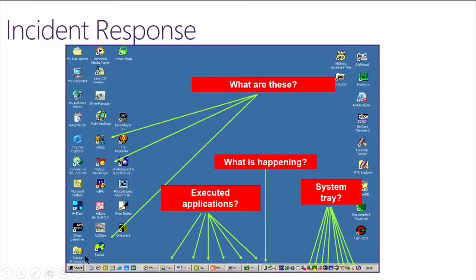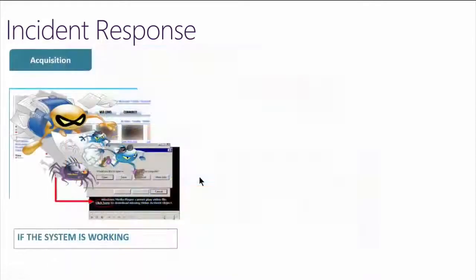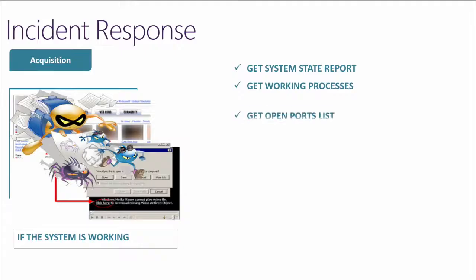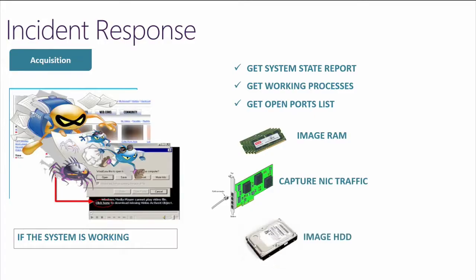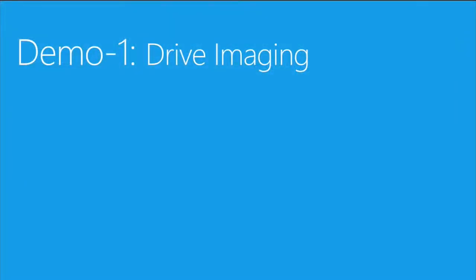This is my old Windows 98 or NT4 desktop. I use it for a reason. You can see icons, you can see executed applications, you can see the system tray, which will give us lots of information. In incident response, if the system is working, it's much easier to get the system report and see the working processes, open ports, or where we can capture the drives. And this brings me to my first demo.